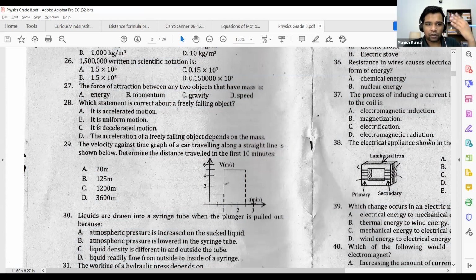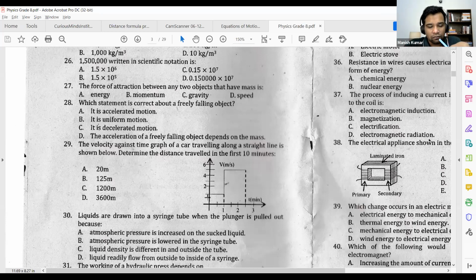If the velocity at 2.5 minutes is 0, will it cover any distance after 2.5 minutes? No. So it has come to rest after 2.5 minutes. So the distance traveled in 10 minutes is just the distance that it traveled in the first 2.5 minutes, because after the first 2.5 minutes, it stopped. So I will find out the distance traveled in the first 2.5 minutes.